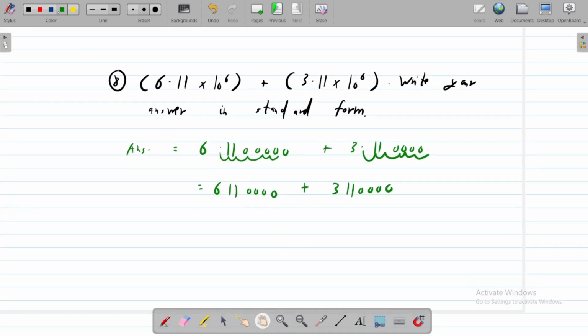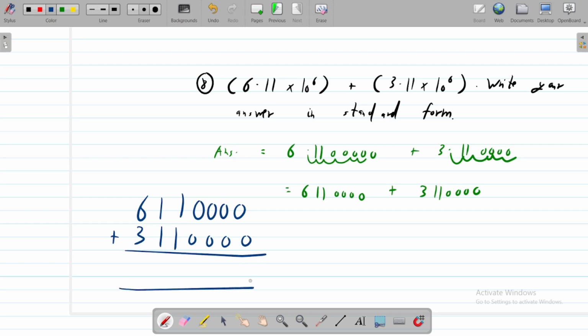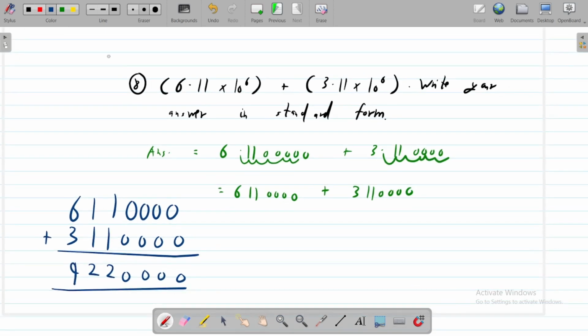Now, the final step is we have to add them on the side. So let's do it over here. 6, 1, or let me make it a bit bigger. 6, 1, 1, 0, 0, 0, 0, added with 3, 1, 1, 0, 0, 0, 0. Okay, we add them. So you would get 9, 2, 2, 0, 0, 0, 0. Okay, we got our actual number.